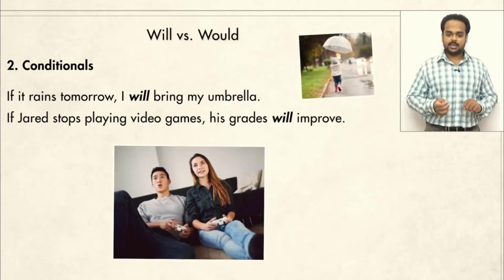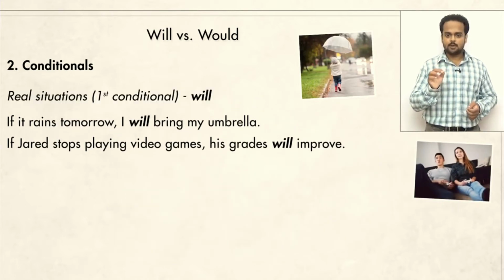Here's another one. If Jared stops playing video games, his grades will improve. What do you understand by that? Well, it means that Jared probably spends a lot of time playing video games, so his grades are not very good. But if he stops playing video games, then he can spend more time studying, and we expect that his grades will improve. In both of these sentences, we've used will, and that is because both of these are real situations. These are both possible. This type of sentence is called the first condition.